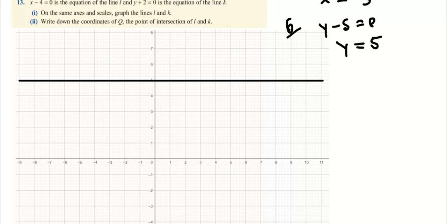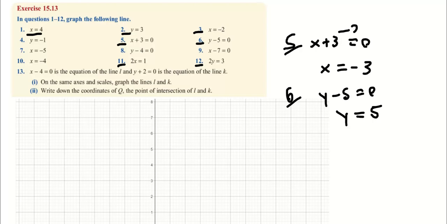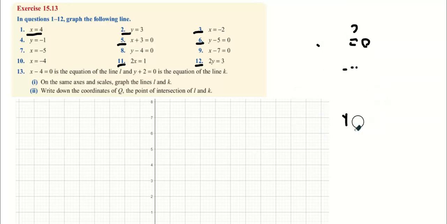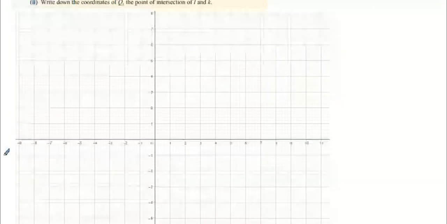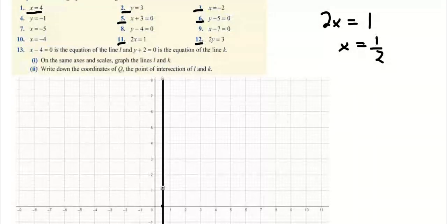Okay. Now, next part after that, we're going for question 11, which involves fractions. In question 11, what you have is 2x equals 1. So divide by 2, and this is x equals a half. Now where is a half? A half is located in between 0 and 1. And then let's draw a straight line through a half, on the way up. And then we can obviously stretch it on the way down as well. And there you go. That's x equals a half. It continues on forever, top and bottom.